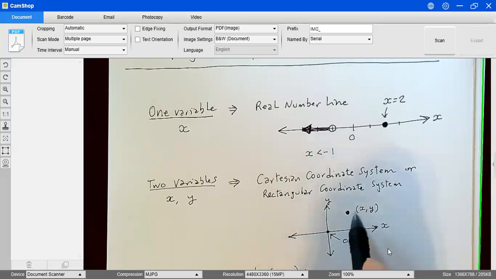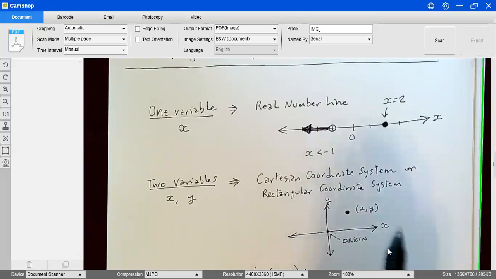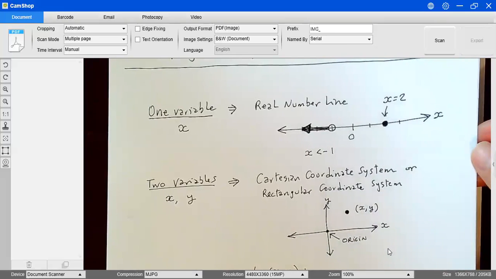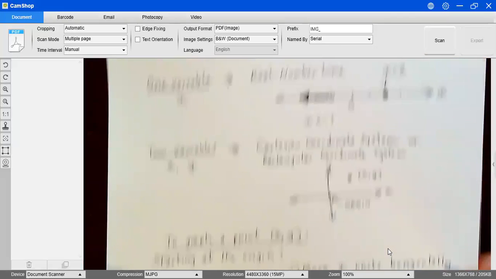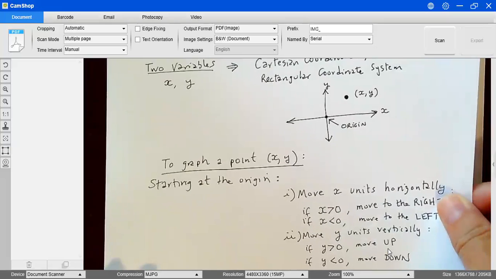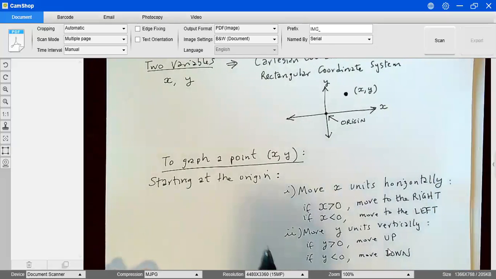And every point in this system is going to be represented by using two numbers now. A number that is going to be the x coordinate, then a comma, then another number for the y coordinate. So the rules or the steps or the recommendations for you to graph a point with coordinates x and y are going to be the following. These are the steps, or this is one of the procedures, because you might find a different procedure in your book or you might have learned a different way to do this.